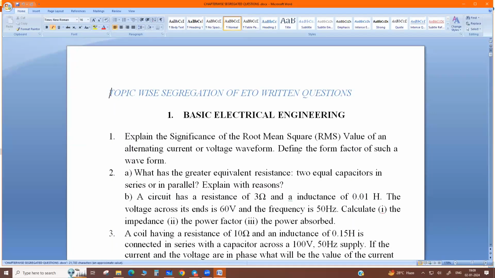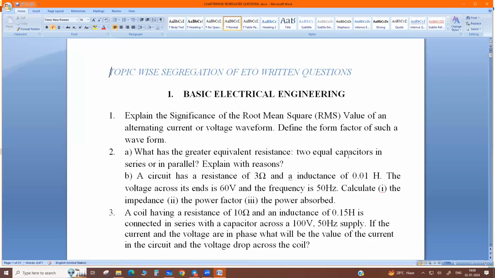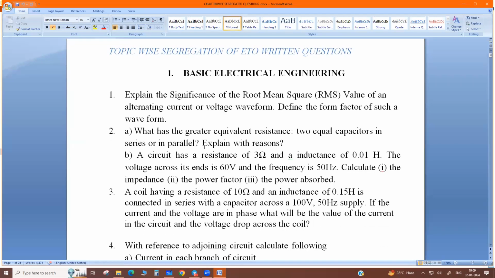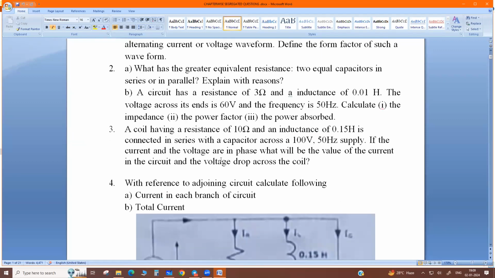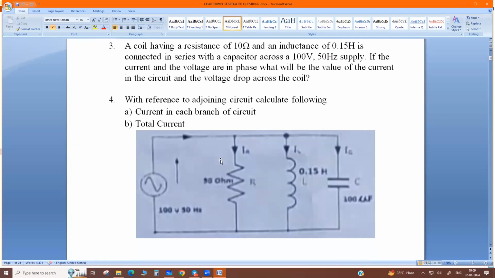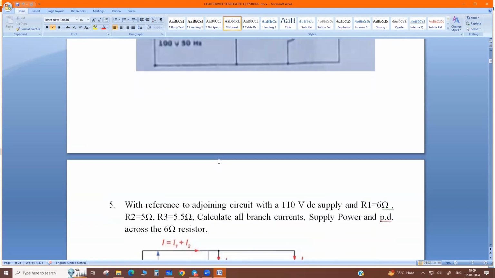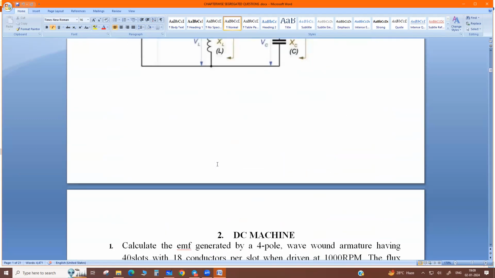Explain the significance of root mean square value of alternating voltage and current. Define the form factors. These old questions of ETO are easy, and you can solve this question. We have already solved it.